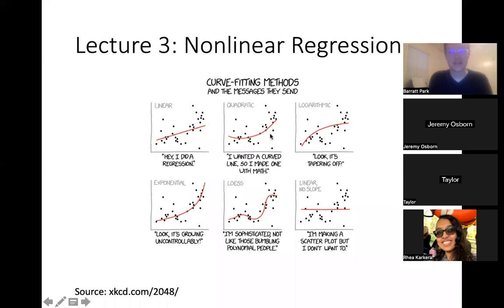As illustrated by this cartoon here, this cartoon is showing the same data set fit to different types of curves. And the cartoonist is saying that this says something about your personality, what type of curve fitting method you use. Okay, but yeah, we're going to talk today about nonlinear regressions.